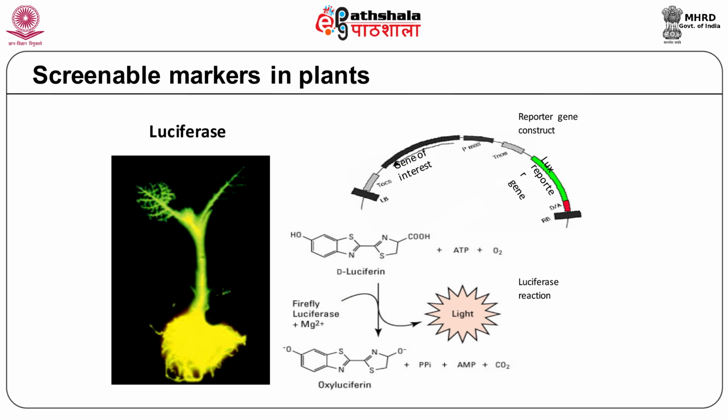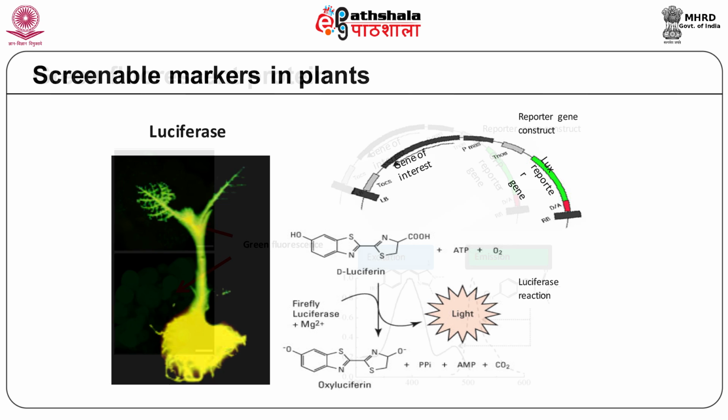In plants, three types of screenable markers are commonly used. The first one is the luciferase gene from firefly, which is coded by the Lux gene. The enzyme converts chemical energy stored in ATP to light energy in the presence of its substrate luciferin. Expression of luciferase is detected by incubating tissue with luciferin and then placing it in contact with photographic film.